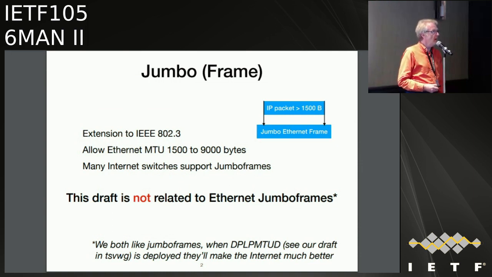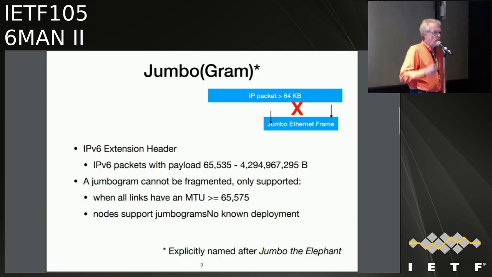Jumbo frames are lovely. They're very, very exciting. They're big Ethernet frames up to 9,000 bytes. Jumbo frames exist. One of the three jumbos I will insist does not exist. But these ones do exist, and we like them. Jumbograms. Well, jumbograms are an IPv6 function where you can send a packet greater than 64 kilobytes. You put that packet into a frame, and you send it across the network.